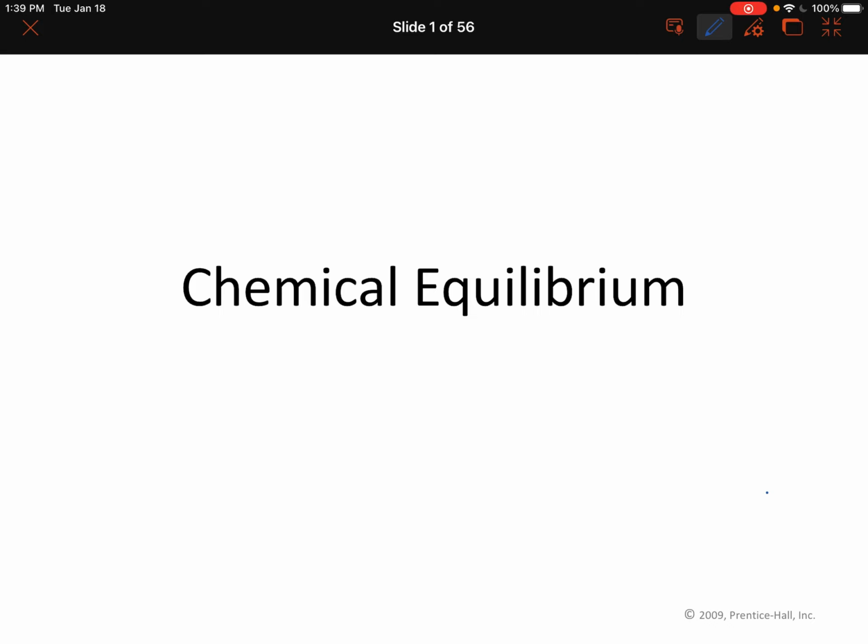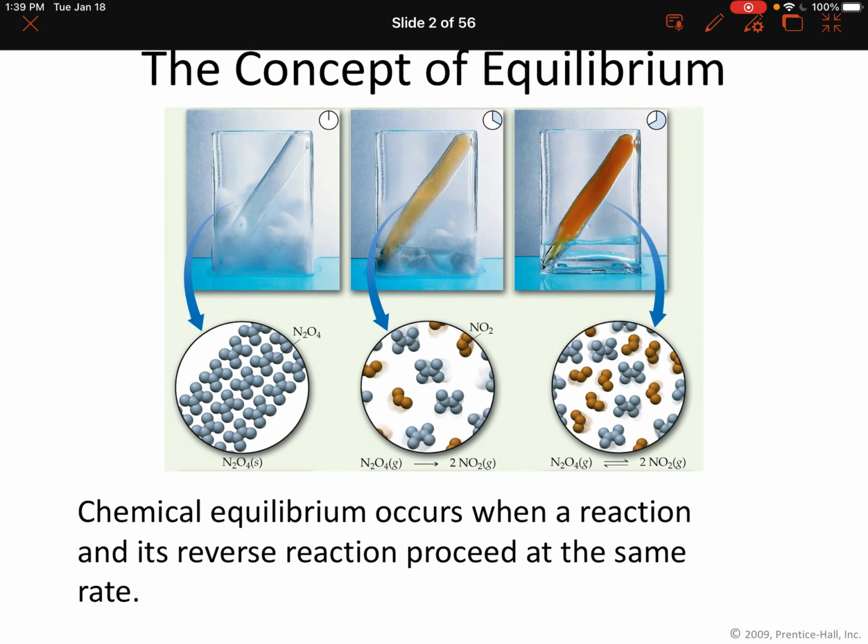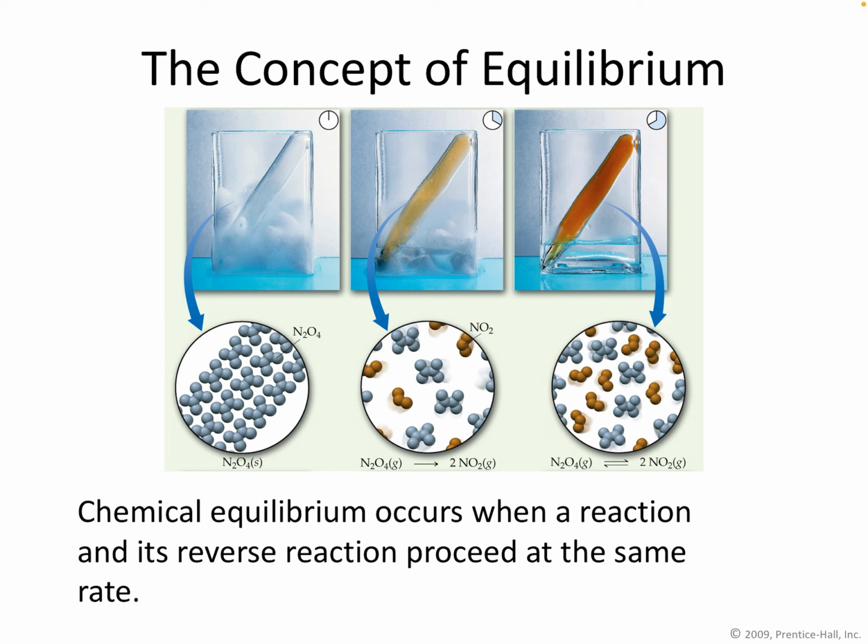So rather than being interested in the energy gap between the reactant and the transition state, we're going to get to the point of talking more about the energy gap between the reactants and the products. So what do we mean when we're talking about equilibrium? Equilibrium is when we get to the point where a reaction and its reverse reaction proceed at the same rate.